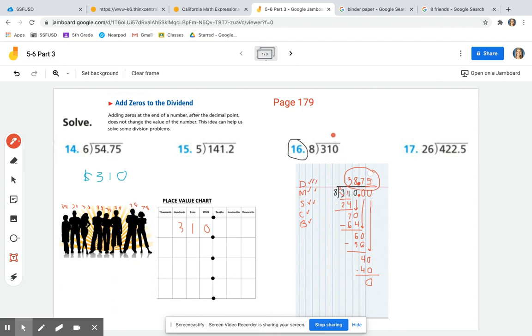What I'd like you to do in your book is I'd like you to write in your answer and line up your place value. So above the 1 and 310 in the 10 spot, write a 3. In the 1 spot, write an 8. Then a decimal and a 75 cents or 75 hundredths at the end. Great job. Thanks for following along.